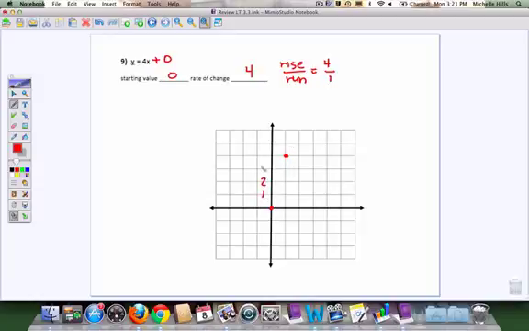I need to put my scale numbers in, up to my point and over to my point, and then I can go ahead and draw my line through those 2 points using my straight edge. That is graphing in slope-intercept form.